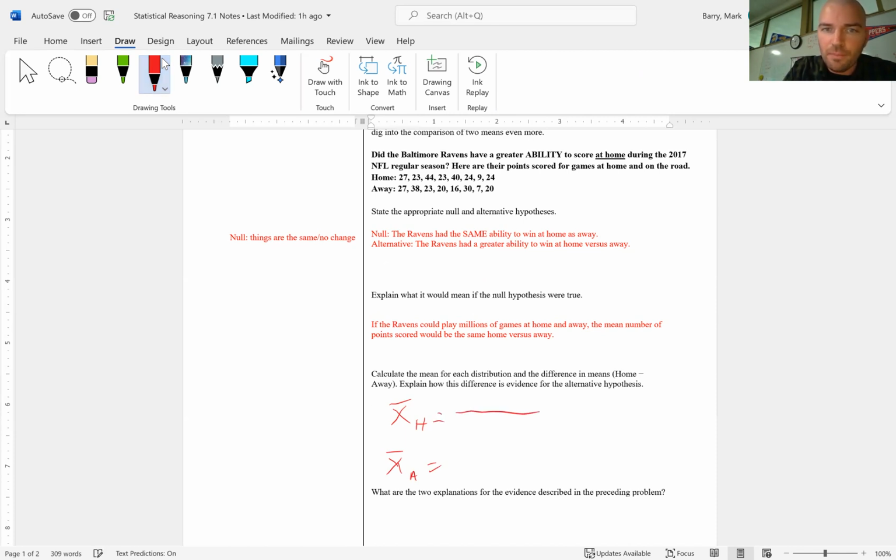So we're going to have to add up all the numbers. So 27 plus, and I'm just going to go dot, dot, dot here, and then I'm just going to go plus 24. So I'm adding up all the numbers from that home list. And then I know that there are 8 numbers in total.